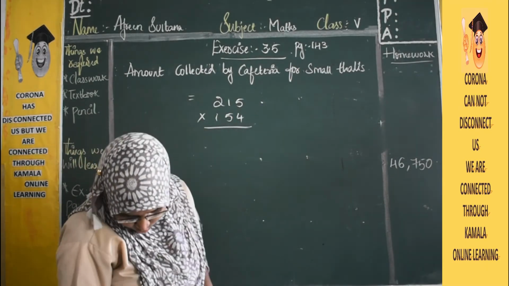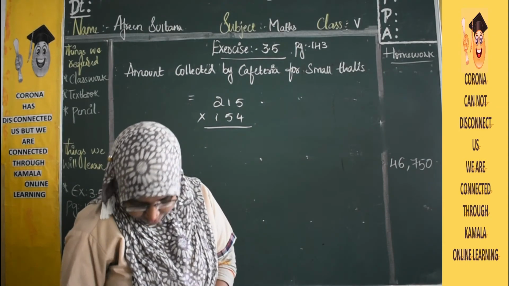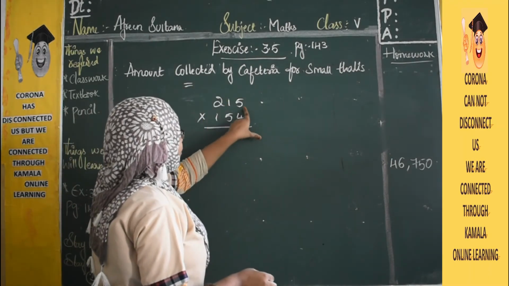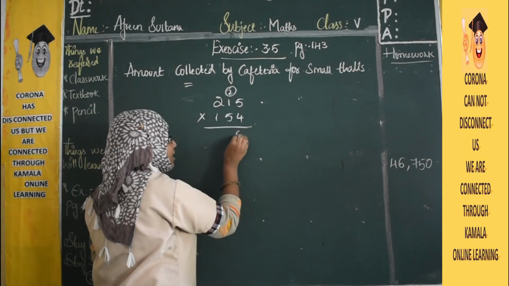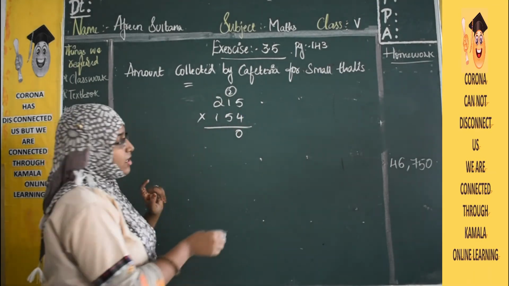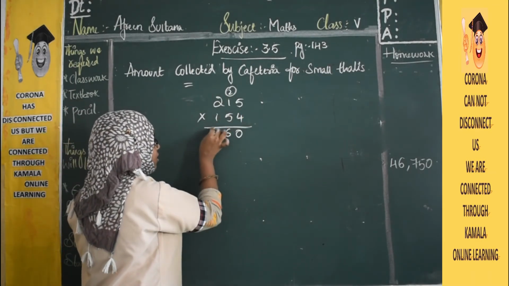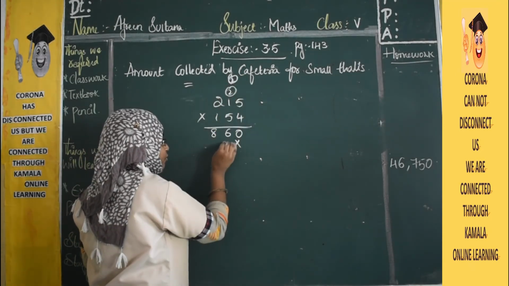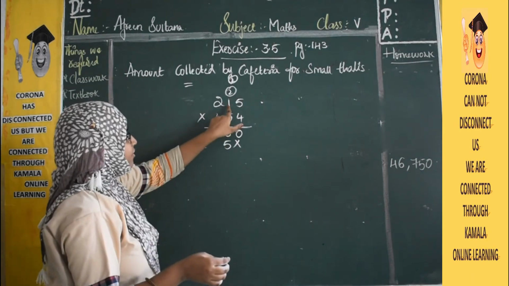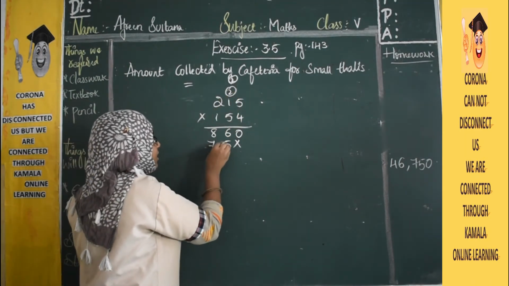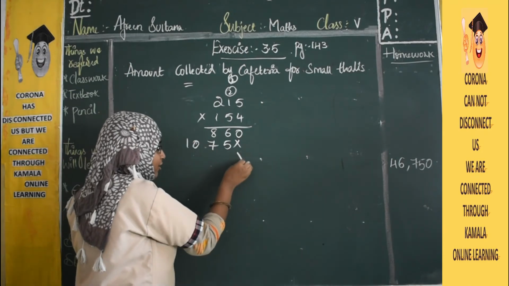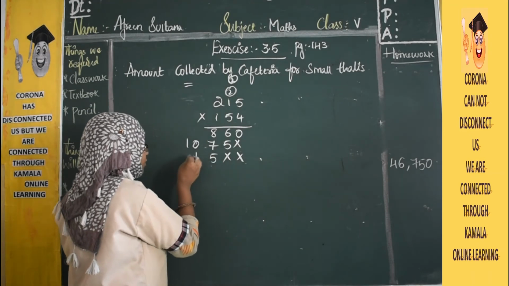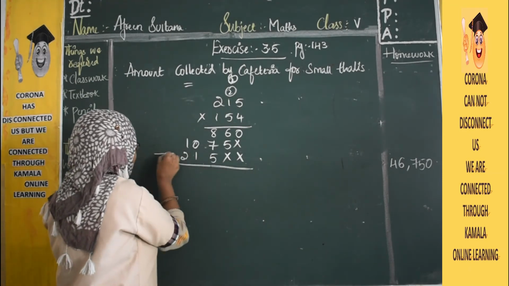250 is the cost and 154 they have purchased. Yes, let us find out. 4 5s are 20, 2 will be carried, 0. 4 1s are 4, 4 plus 2 is 6. Next 4 2s are 8. Now we cross off the units place. 5 5s are 20, 5 2 5. 5 1s are 5, 5 plus 2 is 7. Next 5 2s are 10. Now again we cross off the tens place. Moving to the hundreds place. 1 5s are 5, 1 1s are 1, 1 2s are 2. Now these three values we are going to add.